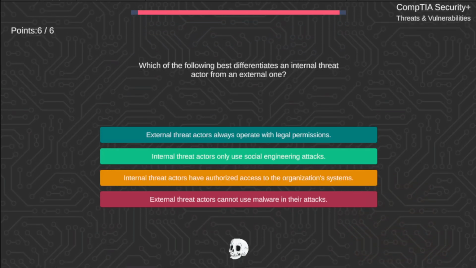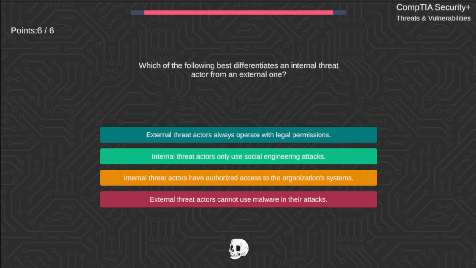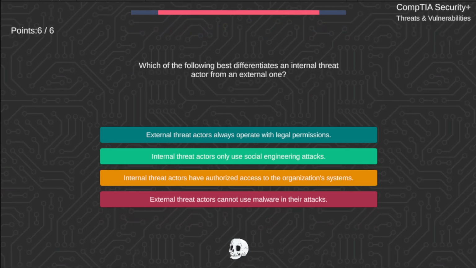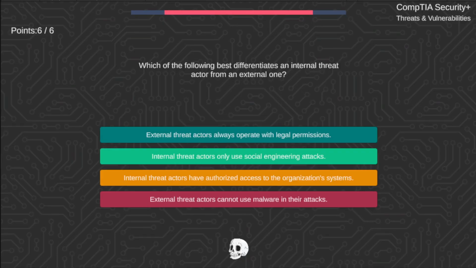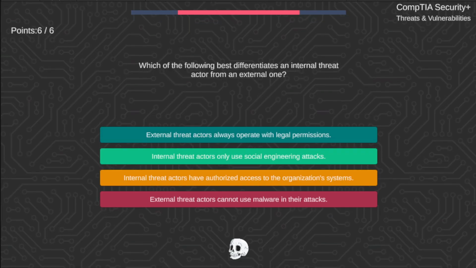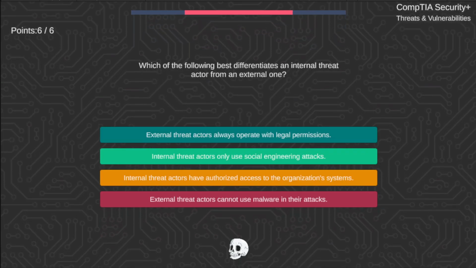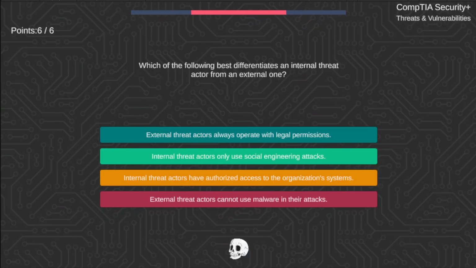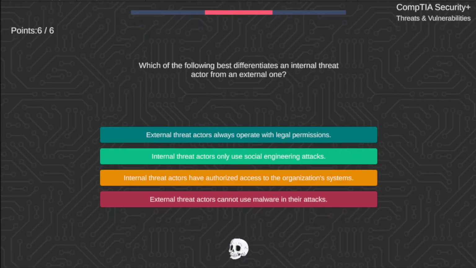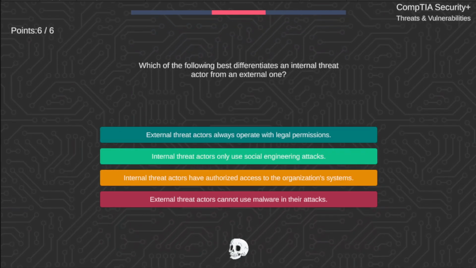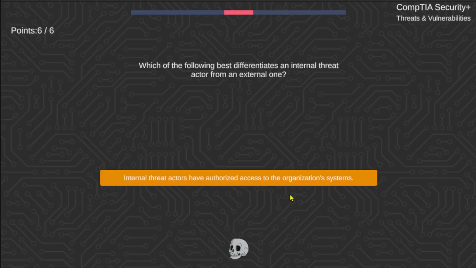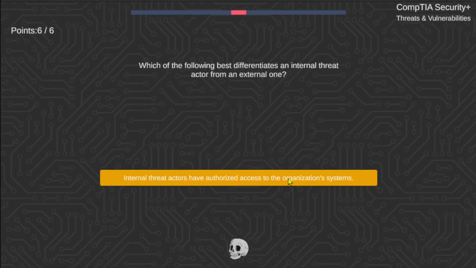Which of the following best differentiates an internal threat actor from an external one? External threat actors always operate with legal permissions. Internal threat actors only use social engineering attacks. Internal threat actors have authorized access to the organization's systems. Or external threat actors cannot use malware in their attacks. Correct answer is internal threat actors have authorized access to the organization's systems.